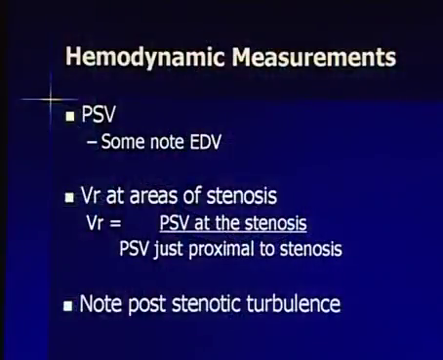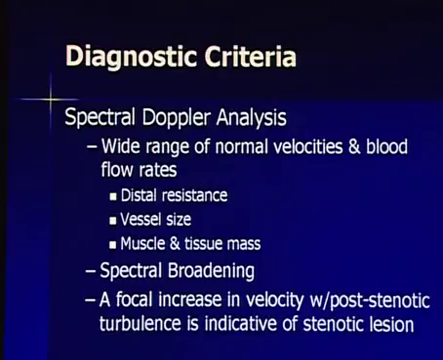In terms of measurements, it's pretty simple. We pretty much just record the peak systolic velocity, or PSV. Some folks also note the end diastolic velocity as well. Because there's a lot of variability in velocity, we pay significant attention to the velocity ratio, which is measured as the peak systolic velocity in an area where we suspect a stenosis divided by the peak systolic velocity just proximal to this segment. And of course, if we suspect a stenosis, we'll also look for post-stenotic turbulence.